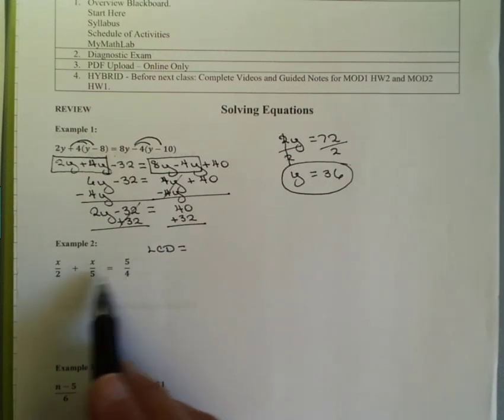5 won't work because 4 won't evenly divide into 5, and neither will 2. So I'm going to say 5 times 2 gives me 10. That's my next multiple of 5. And 10 won't work for 4. So I'm going to go up one more. I'm going to say, what about 15?